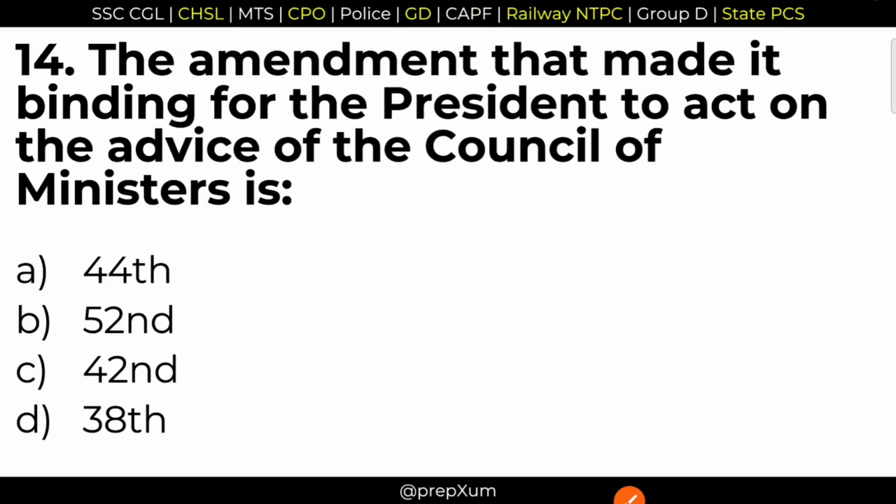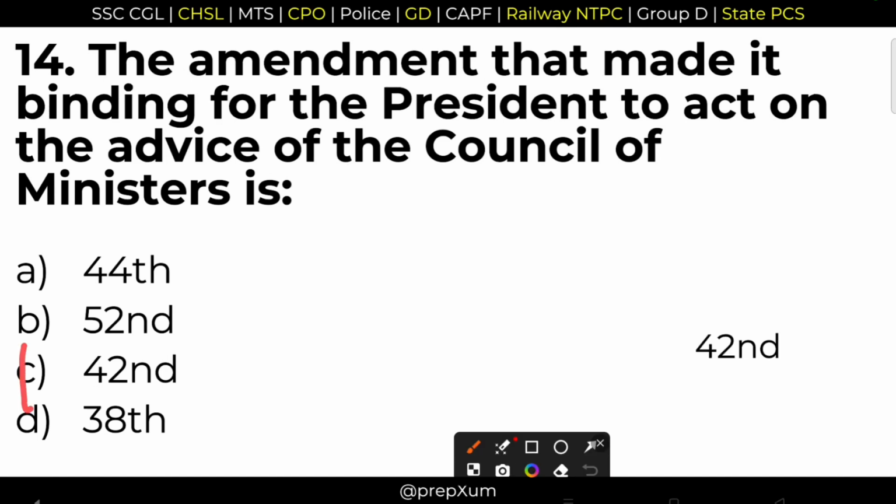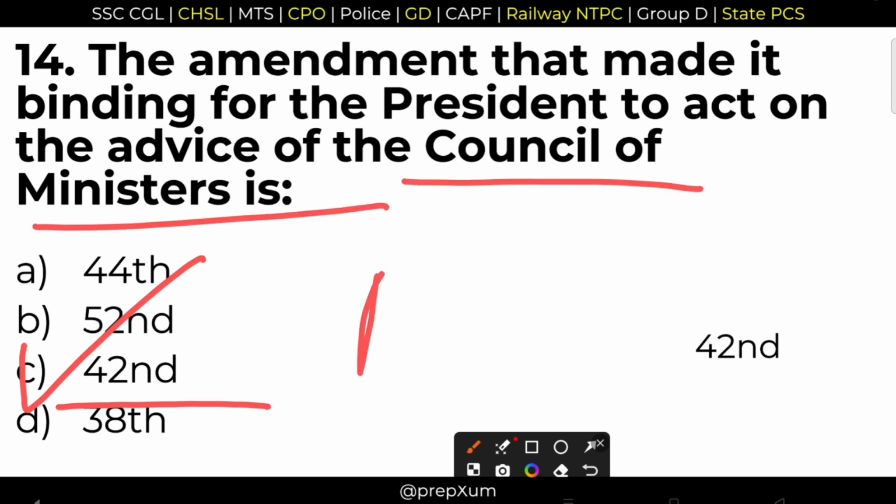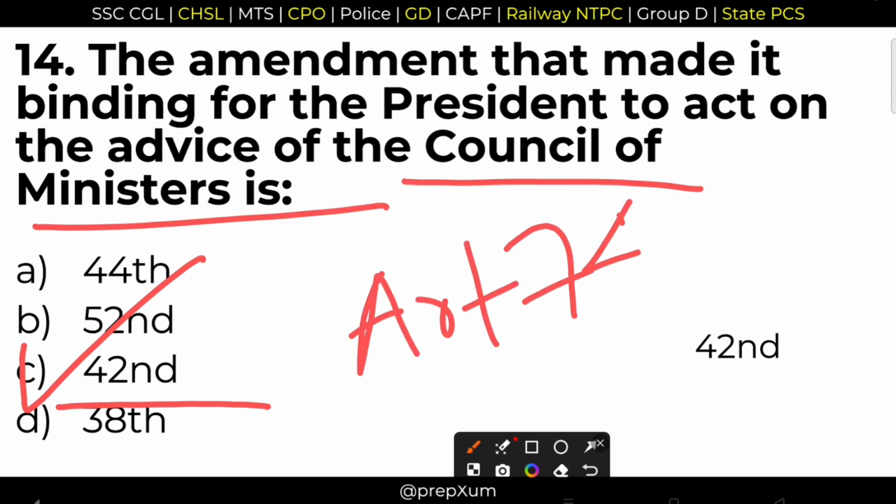14. The amendment that made it binding for the President to act on the advice of the Council of Ministers is the 42nd Constitutional Amendment Act. Option C is the correct answer. It made it obligatory for the President to act on the advice of the Council of Ministers. Article 74.